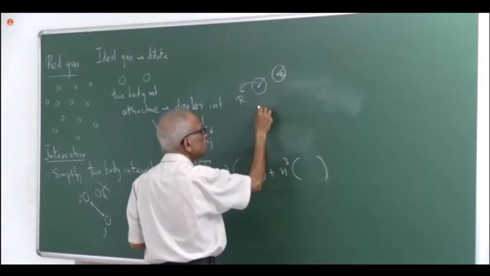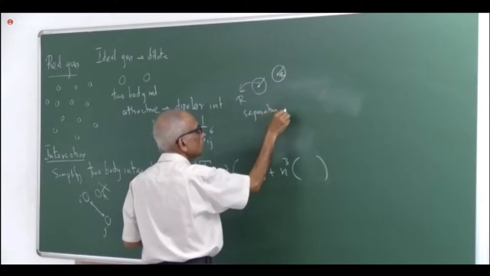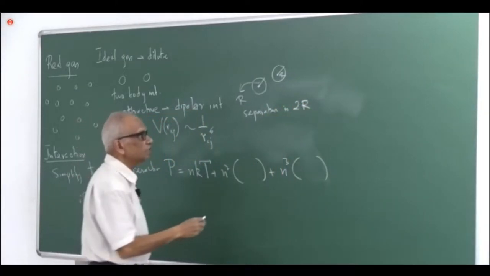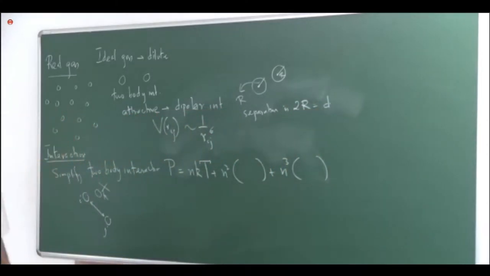And that is when the center separation is 2R, which is the diameter of the sphere. So if I imagine the molecules as spherical, then there is going to be a repulsive interaction, and that repulsive interaction would be operational at scales which are of the order of molecular diameter.